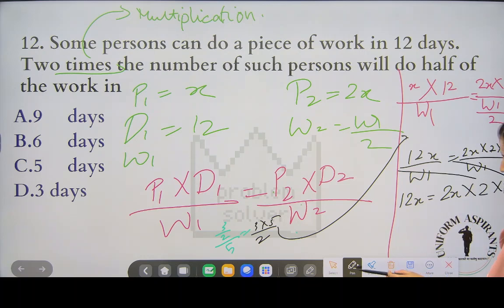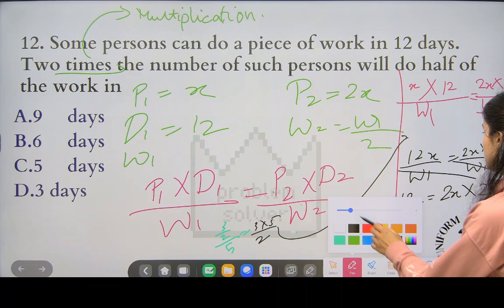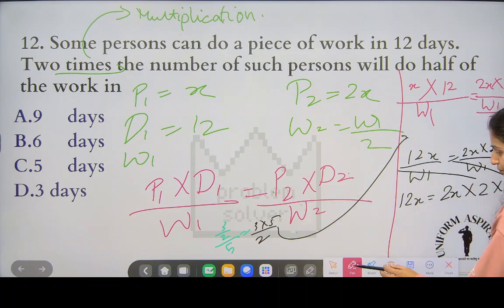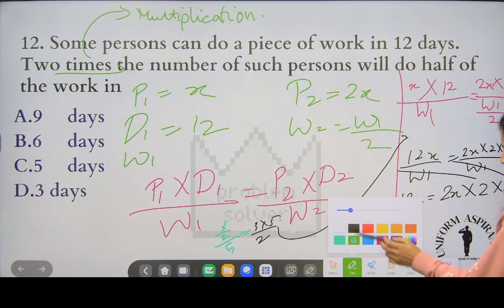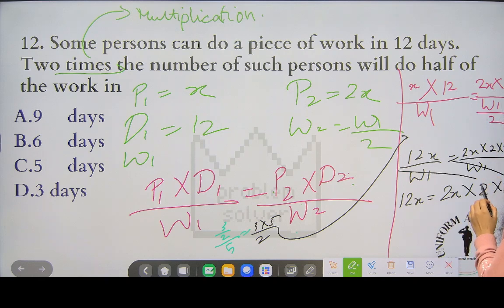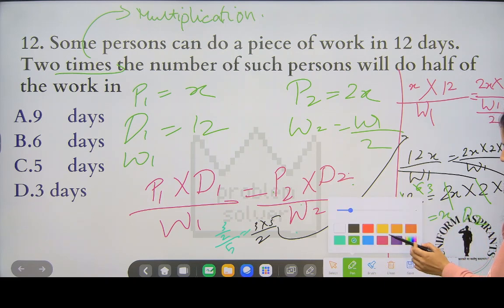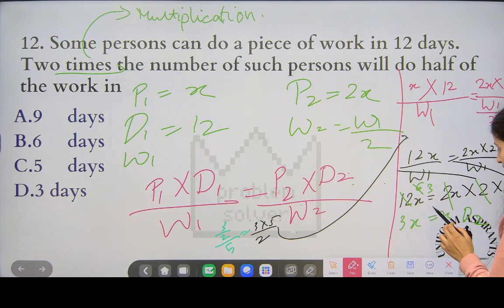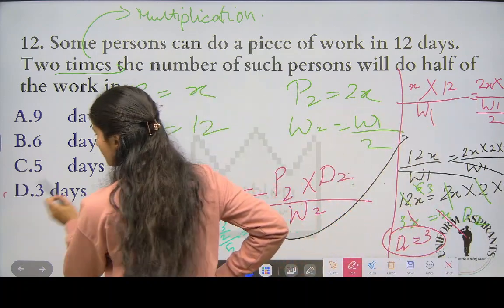Correct? Yes or no? Correct? Yes. Now see here. You can do this. 2 ones are 2, 2 sixes are 12. Yes. 2 ones are 2, 2 threes are 6. So 3x is equal to x into D2. Now both x are there, so you can cancel x also. How many days are required? 3 days. Yes, D option.